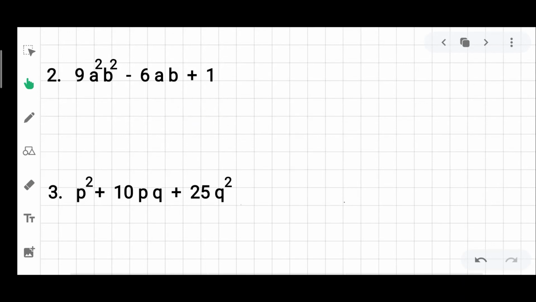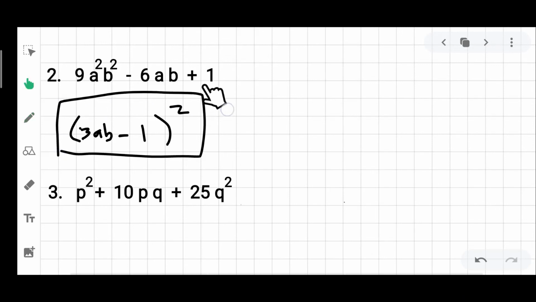Pwede na tayo mag-solve. Okay, so maglalagay tayo ng open and close parenthesis, then put squared. So what is the square root of 9a squared b squared? The square root of 9a squared b squared is 3ab. So the square root of 9 is 3. A squared, i-divide nyo lang sa 2 yung exponent. The answer is a. Yung b squared, dinivide ko lang sa 2, naging b na lang. Since magkaiba sila ng sign, ang mangyayari ay magiging negative. Then get the square root of 1, which is 1. And this is our final answer.